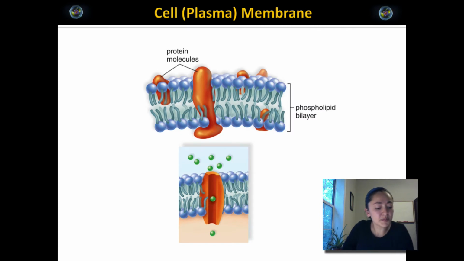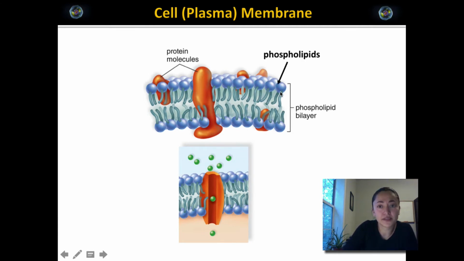So the second objective asks you to describe the molecular composition of cell membranes. The cell membrane also sometimes is referred to as a plasma membrane. Really what you just need to know here is that the main molecule that makes up the cell membrane is called phospholipids. So phospholipids are shown in blue in this image here. And just be able to identify those and remember that they are part of the cell membrane.